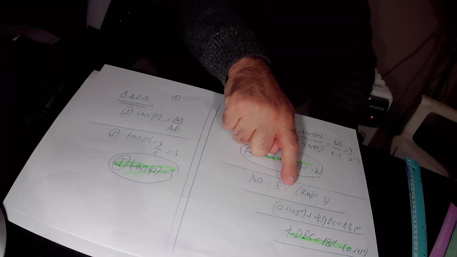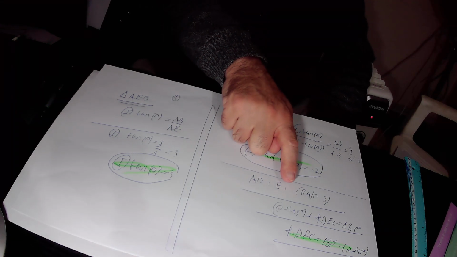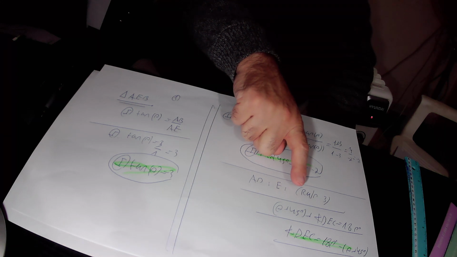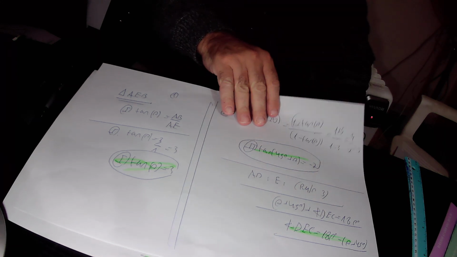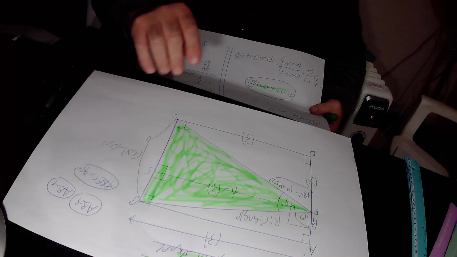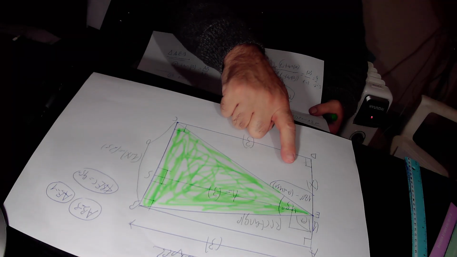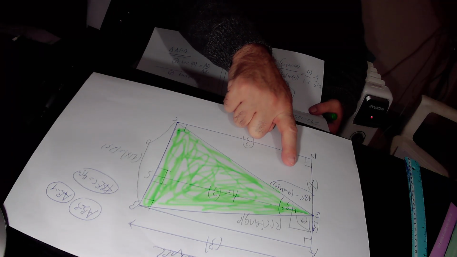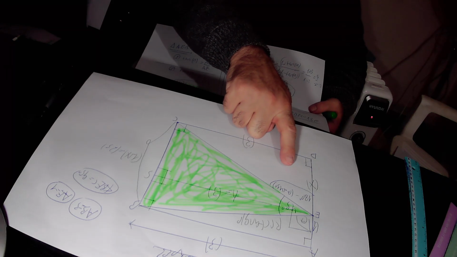Here we subtract theta plus 45 degrees from this equation, and we find that the missing angle DEC equals 180 degrees minus (theta plus 45 degrees). This is the missing angle DEC.